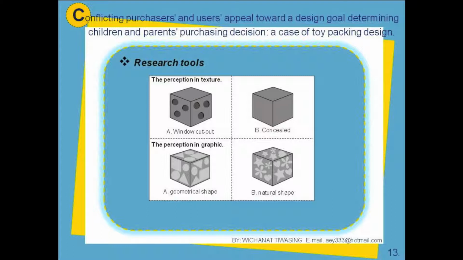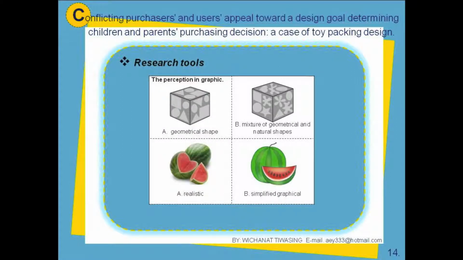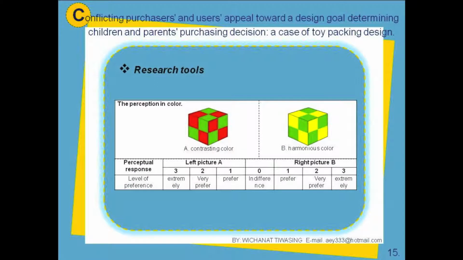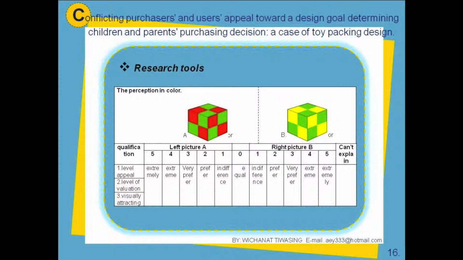Then, the perception in graphic. There are three groups of comparison, which are: first, between geometrical shape and natural shape; second, between geometrical shape and mixture of geometrical shape and natural shapes; third, between realistic and simplified graphical shape. Pre-designed answer chart to be checked by children against the figures. Pre-designed answer chart to be checked by parents.